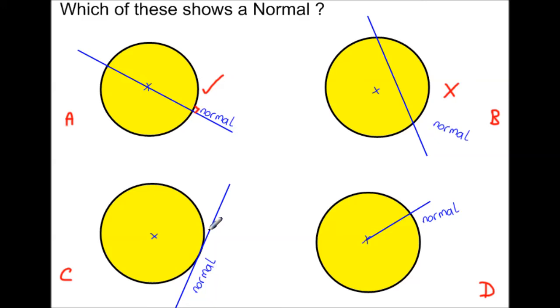This line here is not going through the center. This is a tangent to the circle. It's not a normal. This one here is a normal. The line goes to the center of the circle, and it's perpendicular to the circle here. That is a normal.